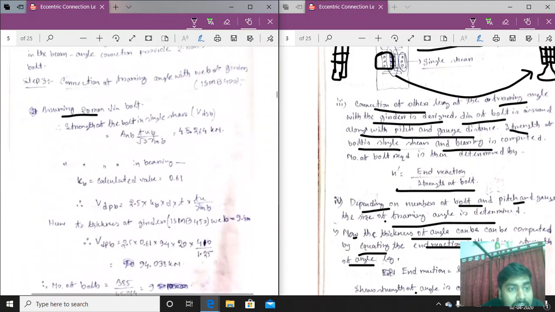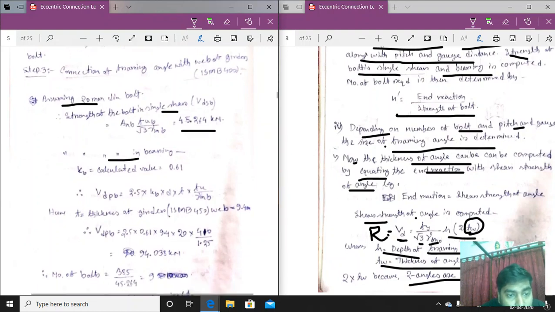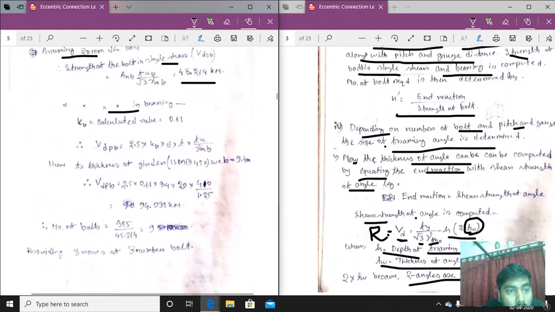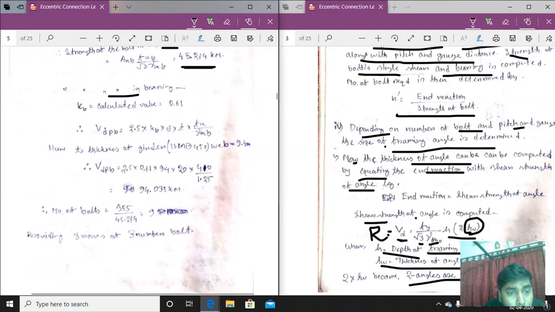So for that, the strength of the bolt in single shear, as it will be single shear, I have told you why it is single shear. So single shear strength is calculated, then the strength in bearing is calculated. So both values are put here. We have got the strength of the bolt in single shear to be 45.264, and the strength of the bolt in bearing to be 94.038.